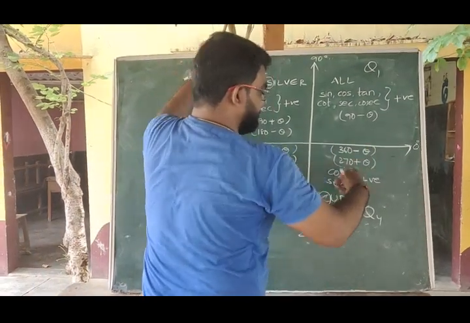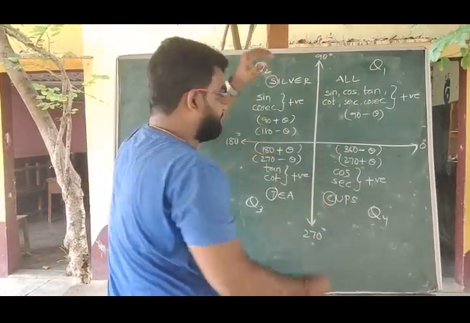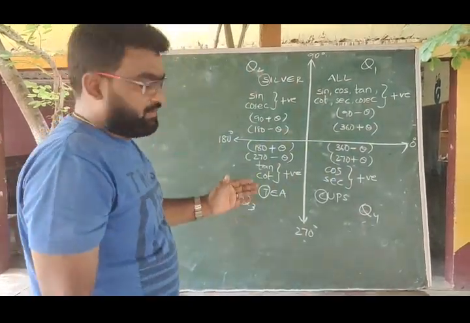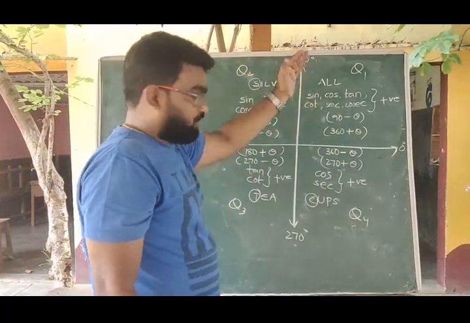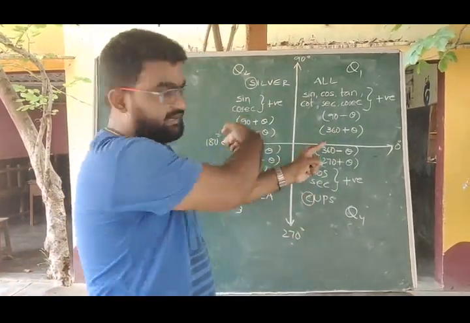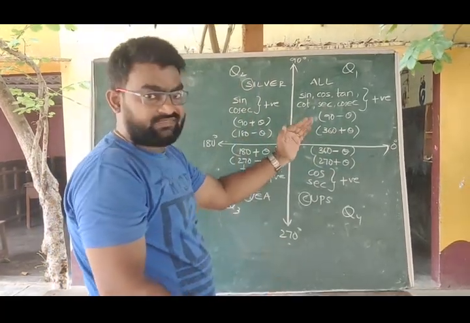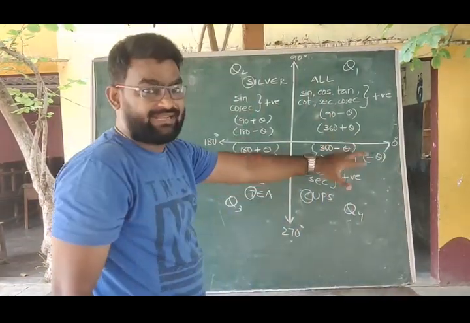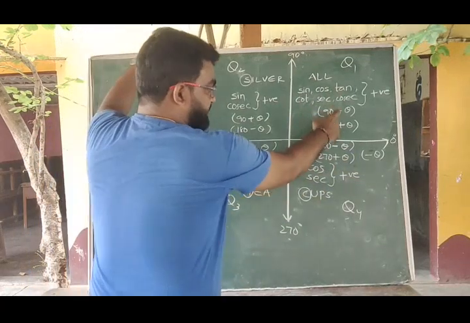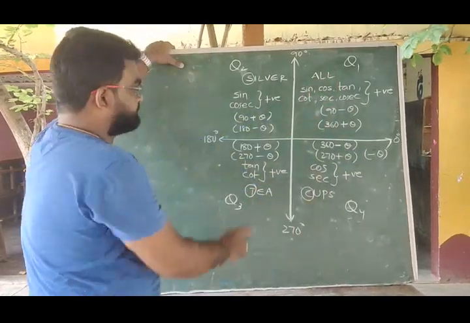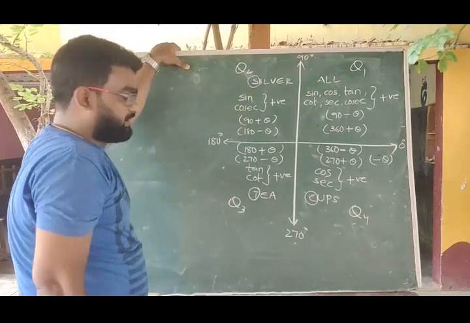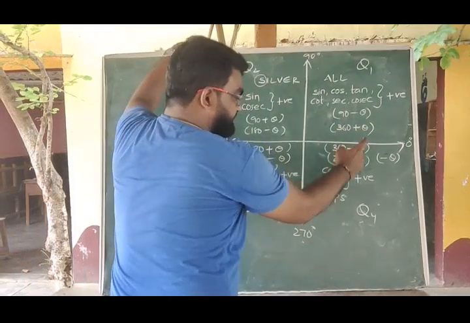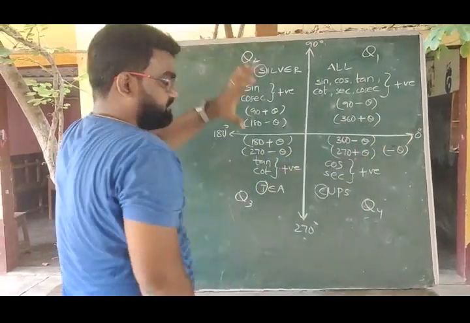And this one is more than a complete angle, which is 360 plus theta. We have taken the anti-clockwise direction. If you want to take the clockwise direction, here you will get minus theta, so theta will be negative here. So 90 minus theta and 360 plus theta belong to quadrant 1. 90 plus and 180 minus belong to quadrant 2. 180 plus and 270 minus belong to quadrant 3. 360 minus and 270 plus, as well as minus theta, belong to quadrant 4.